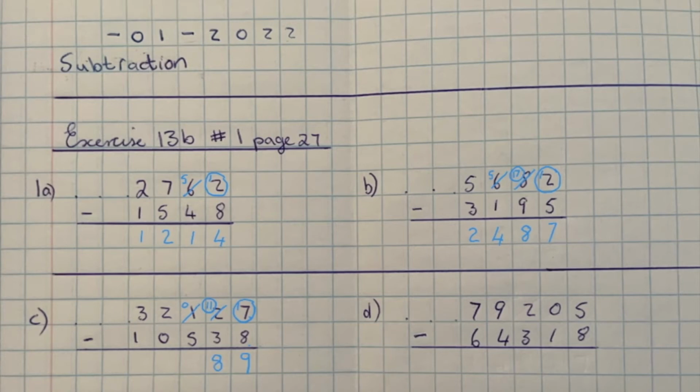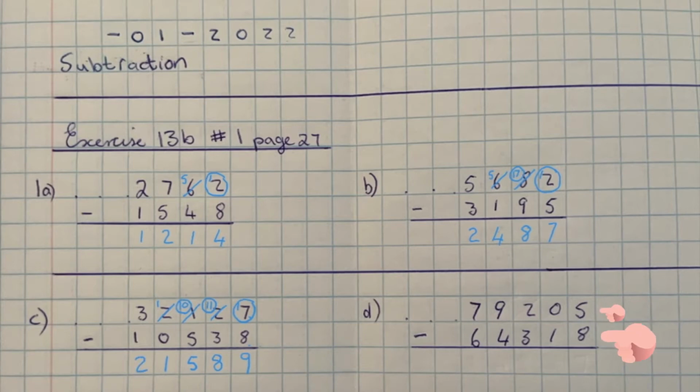Now immediately you should notice that you can't subtract this, so we go next door. 2 becomes a 1, and the one that we borrow goes next to the 0, making it 10. 10 minus 5 is 5. 1 minus 0 is 1, and 3 minus 1 is 2.